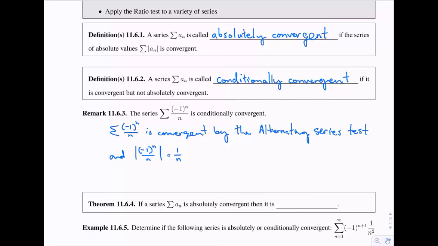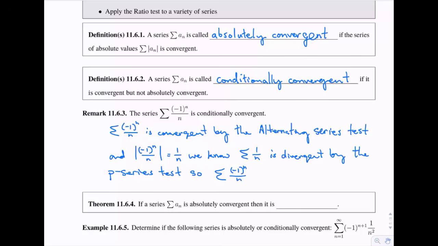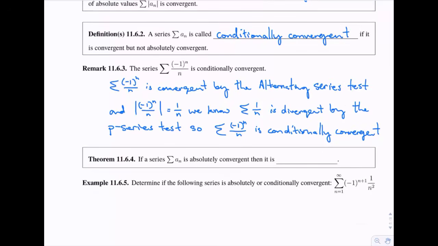However, when I take the absolute value of these terms, we get 1 over n. And we know that the sum of 1 over n is divergent. Why? Because of the p-series test, one of the very first things we learned: if p is less than or equal to 1, it's divergent. Therefore, the summation of negative 1 to the n over n is conditionally convergent. Again, it's convergent, but it's not absolutely convergent.